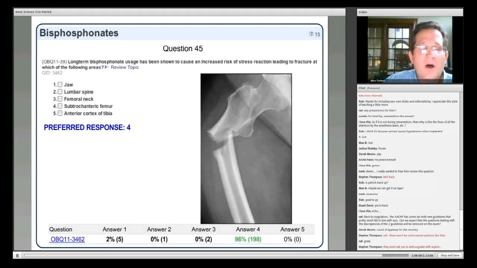So the answer, and almost all of y'all got it right, which is amazing because when I was a resident, we didn't even hear about these things. 96%. Way to go, guys.